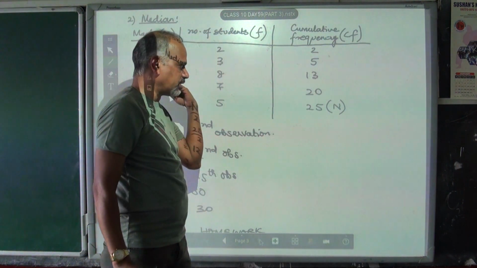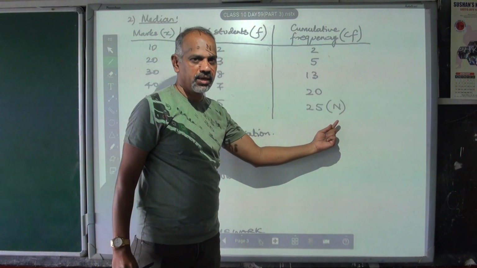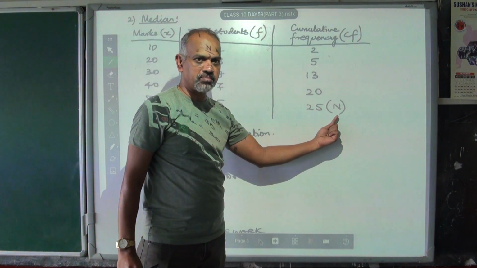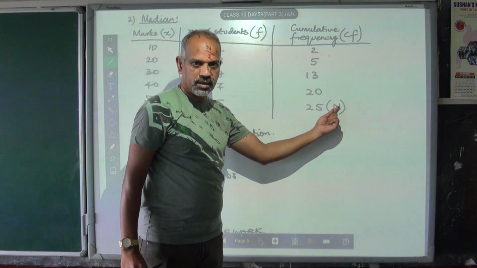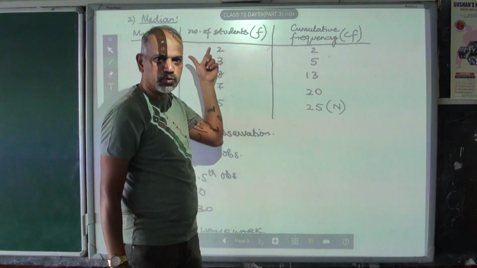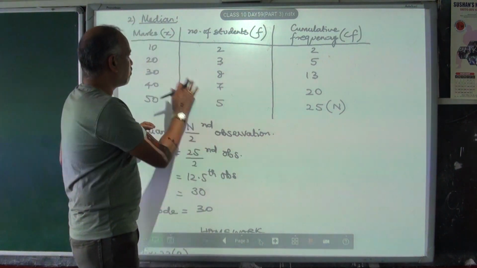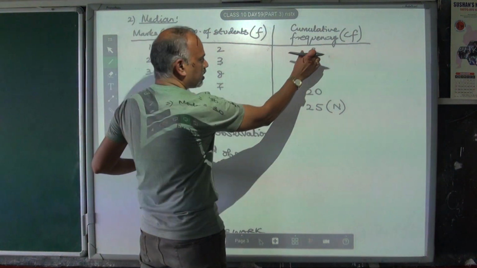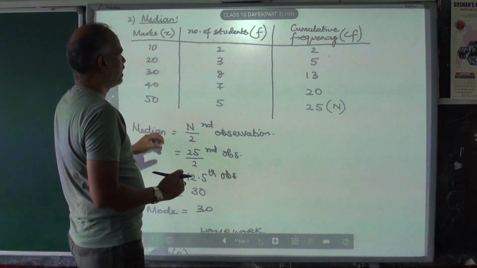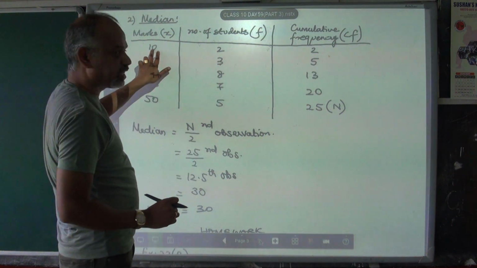In the previous case, it was sigma f. But here we are not going to use sigma f, we are going to use N. N is the number of students that are present here. That's 25 students.